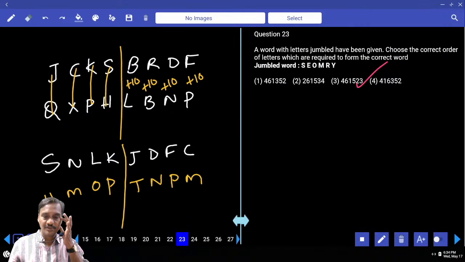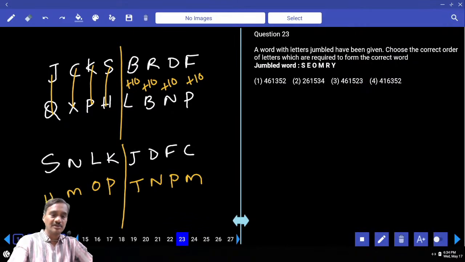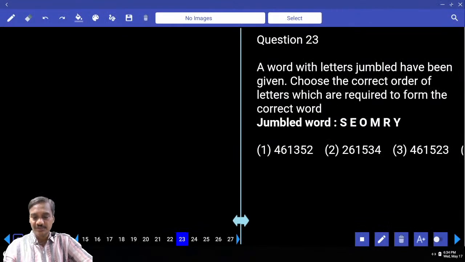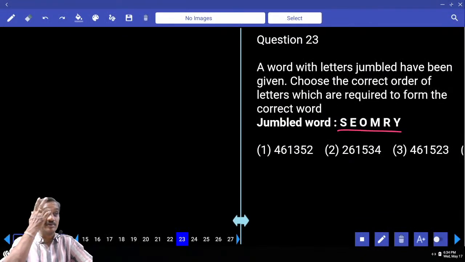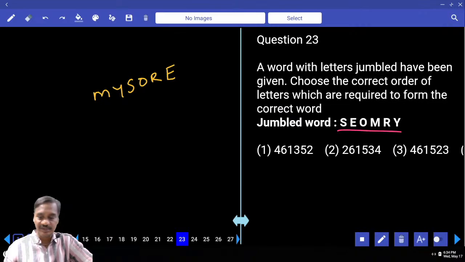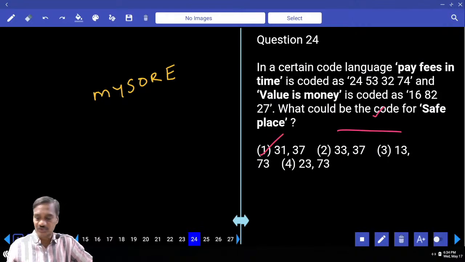Then the 23rd. Now in question number 23, the word is given. In this jumbled word SCOMRY, tell me what is the word that can be formed? Mysore. Now in this Mysore, what is the number we have? 4, and next one 6, 1, 3, 5. Choice 1. The 23rd is choice 1.